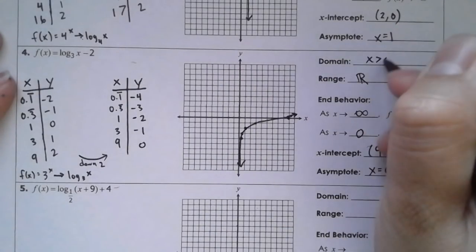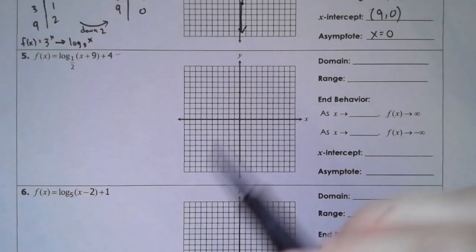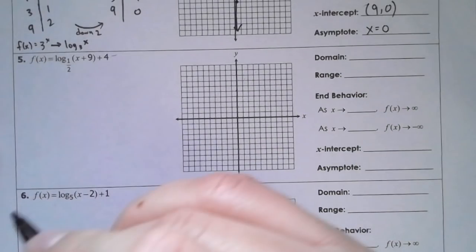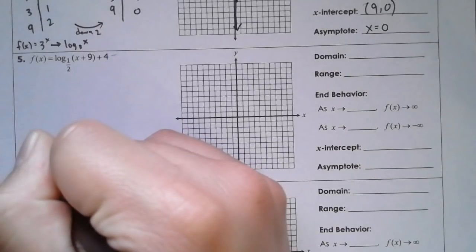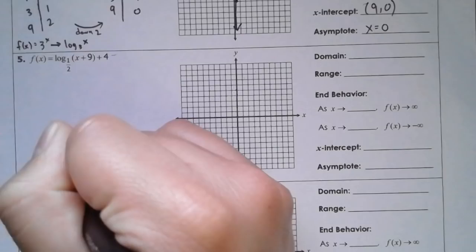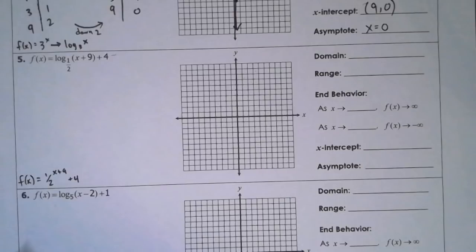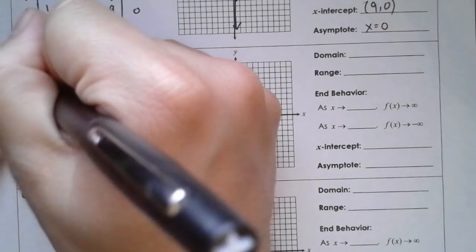Number 5, I have log base a half of x plus 9 plus 4. So we would have here, and this table gets even more trickier to show. We have half to the x plus 9 plus 4. This is the exponential function of this function here. So again, I'm going to show the inverse table.